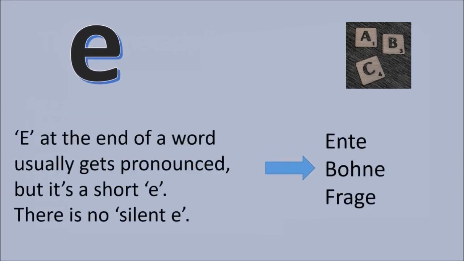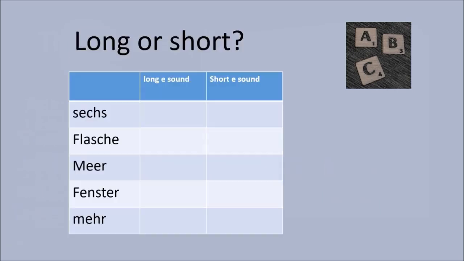Now, E at the end of a word usually does get pronounced. So no silent E as in English, but it is a short E. So Ente, Bohne, Frage. Not very long sounds, but they are there.